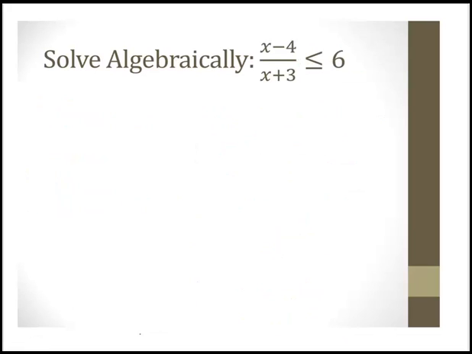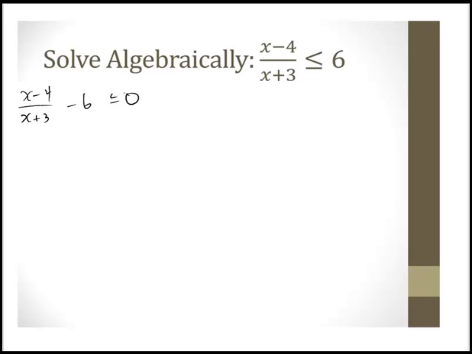Solve algebraically. X minus 4 over x plus 3 is less than or equal to 6. Well, the first thing I would do is subtract 6 so I can compare to 0. So I have x minus 4 over x plus 3 minus 6 is less than or equal to 0. Now, to use the technique that we've been using in the previous examples, I need to rewrite that 6 as a fraction so I can combine these fractions into a single fraction.